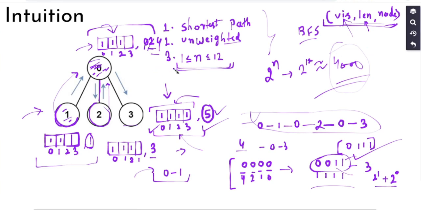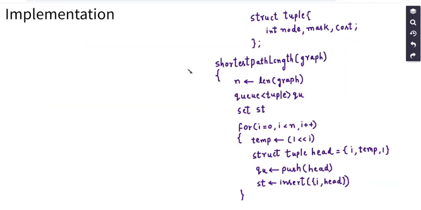So let's implement the ideas which we have explored here into a working solution. Okay, so this is the implementation. Before you move to my implementation, just try to implement the solution yourself from the knowledge which you have gained till now before you watch my implementation. So to represent the tuple, I used a structure. In this structure I have 3 variables: node, mask and cost. So this represents the node, this represents the bit mask, and this represents the cost for the particular path.